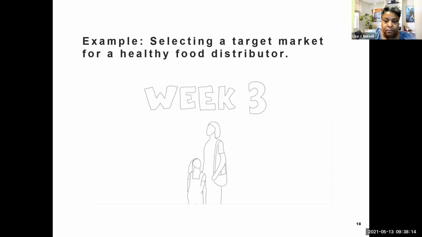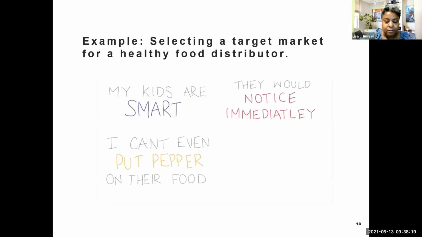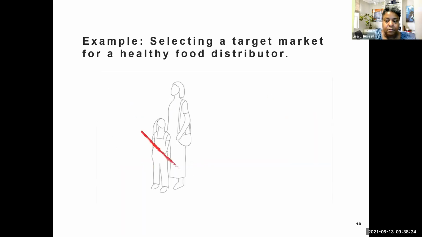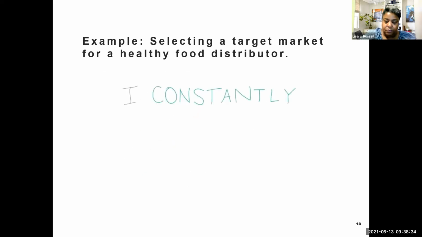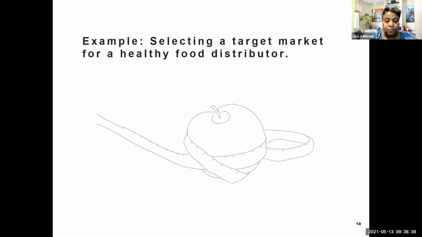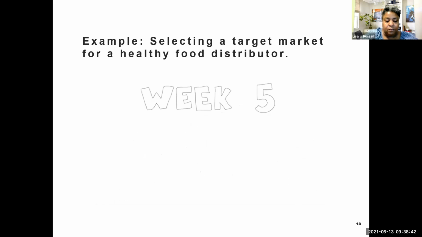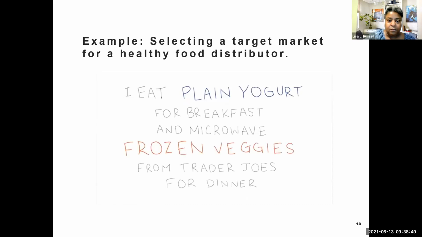So week 3, we decided to go talk to some moms. My kids are smart. I can't even put pepper on their food. They would notice immediately if I added something new, and they would never eat it. It turns out moms don't need this for their kids, but because they would use this to improve their own meals. So next, we thought, who else needs to spice up their meals? Week 4, we talked to dieters. I constantly look for things that add flavor without adding calories. So dieters want this, but do their friends? Week 5, we talked to young, busy people. I eat plain yogurt for breakfast and microwave frozen veggies from Trader Joe's for dinner.